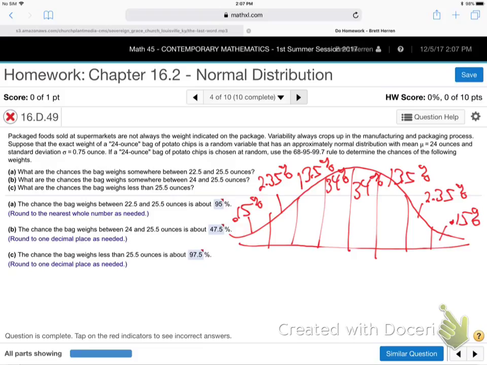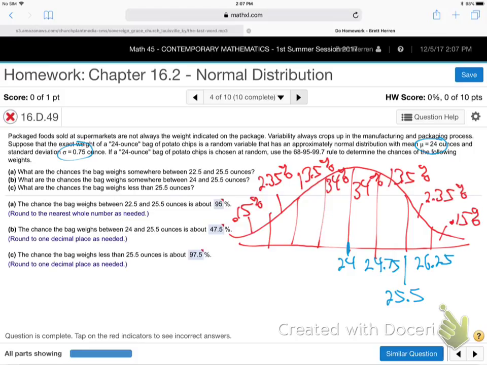Now, the percentages are always the same, but the numbers on the bottom change from problem to problem, right? Whether you're measuring blood pressures or weight of foods, normally distributed. So what goes in the middle, on the bottom? 24. They're telling me it's right here, 24. And how much does each line go up by? 0.75. So this will be 24.75, this one will be 25.5, and this one will be 26.25.